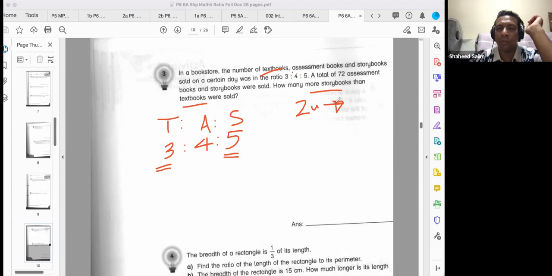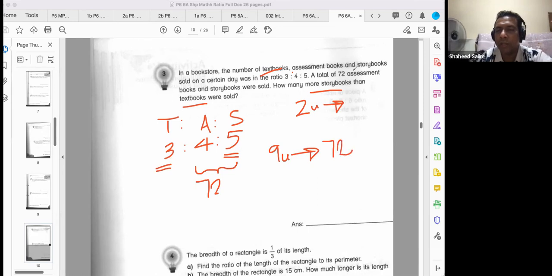But they tell you there's a total of 72 assessment books and storybooks. This is 9 units, you know. This 9 units is equal to 72 books. Why 72 books for both? You see, they say assessment plus storybooks, 4 plus 5, 9. 9 units is 72. 1 unit is how much? 72 divided by 9, you get 8. So 1 unit is 8 books.